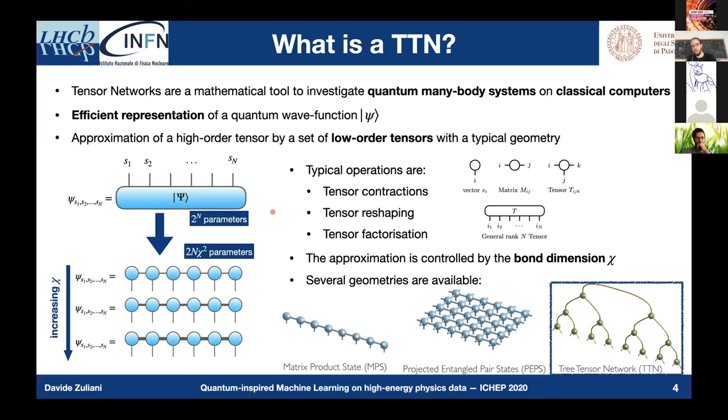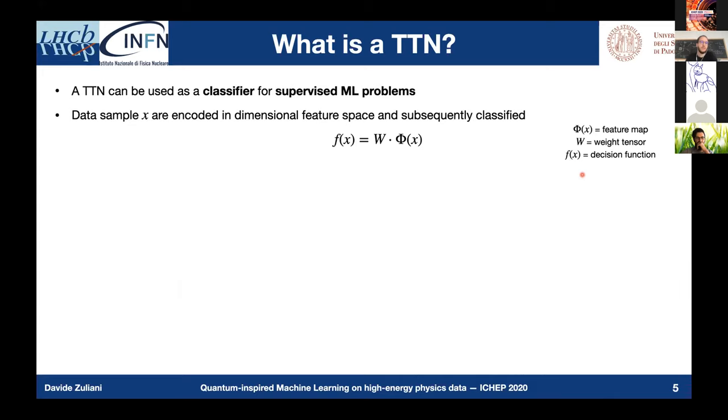And as I said, you can use several geometries. I would say the most famous one is the matrix product state here, which resembles one chain of spins, but there are several. In our work, we have used the so-called tree tensor network. As you can see, it has this kind of tree shape. Tree tensor networks are useful for supervised machine learning problems.